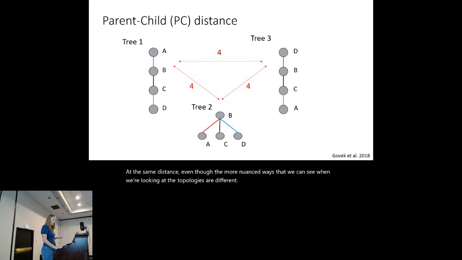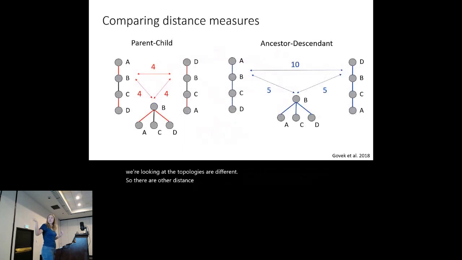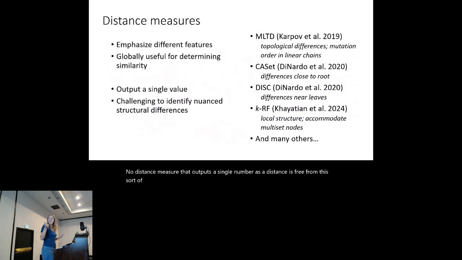So there are other distance measures you could use that emphasize different pieces when they're calculating their distance. For instance, here's ancestor-descendant, which is a similar concept to parent-child, except instead of calculating the symmetric difference between parent-child relationships, it's between ancestral relationships. So it's a more global measurement. And here it finds that those 2 trees with the same topology are much more different. However, overall, no distance measure that outputs a single number as a distance is free from this sort of limitation of just the single value.